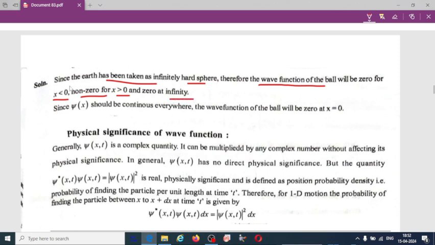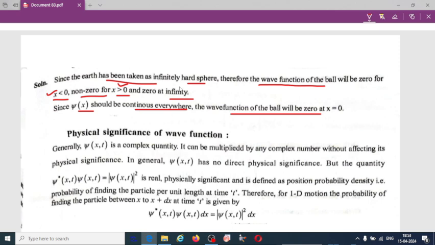The wave function of the ball will be 0 for x less than 0, and the wave function is non-zero for x greater than 0, and it is 0 at infinity. Then the wave function psi of x should be continuous everywhere. The wave function of the ball will be 0 at x equal to 0. So we have three conditions: x less than 0, x greater than 0 and x equal to 0.